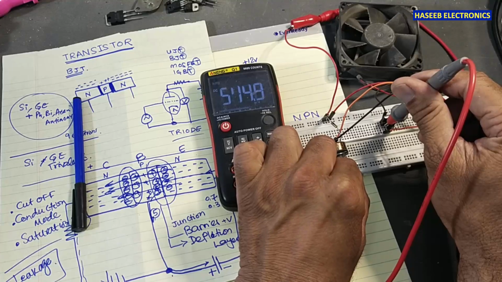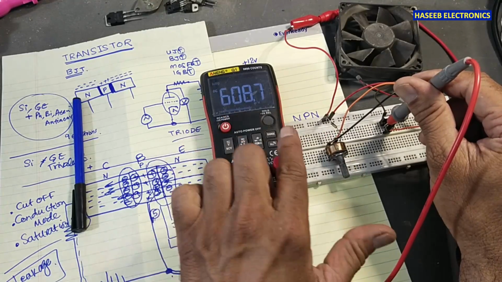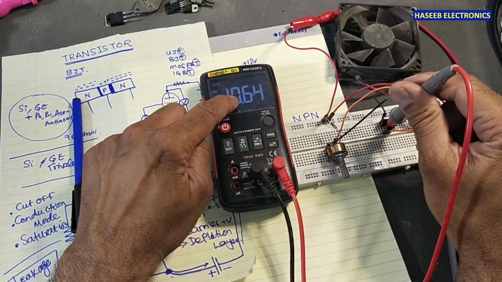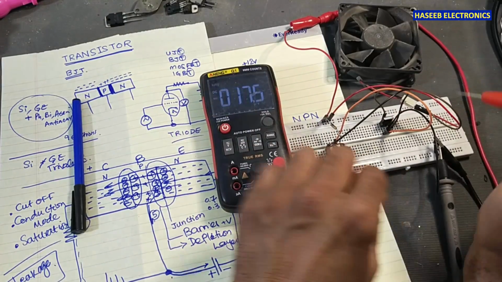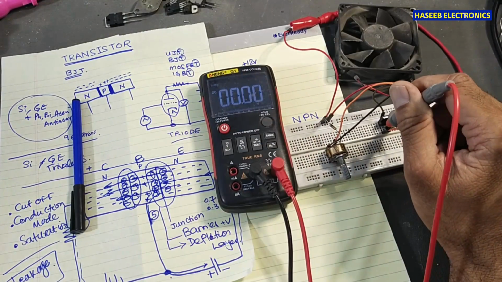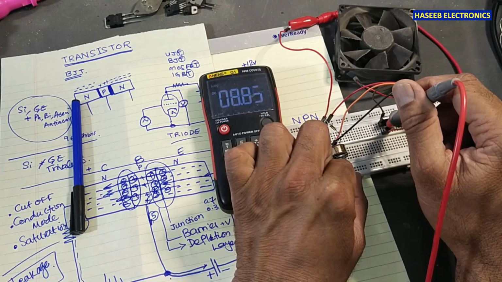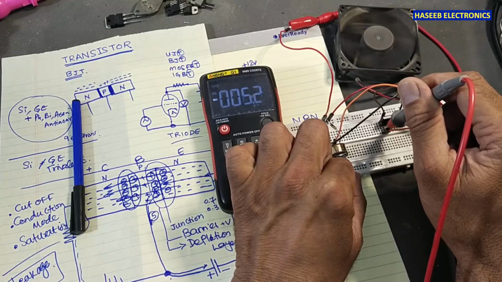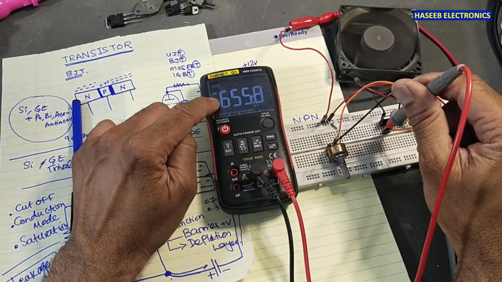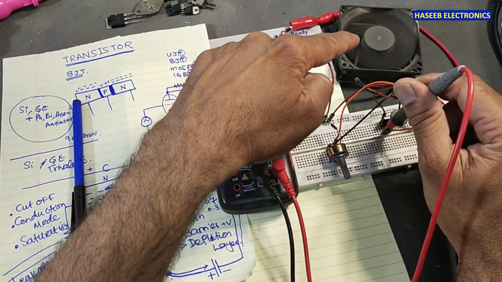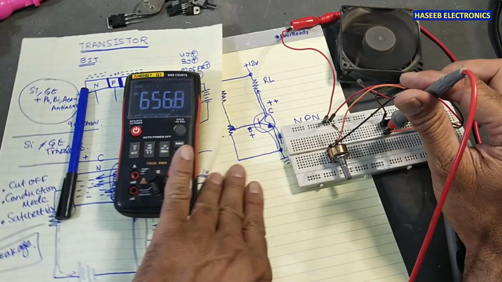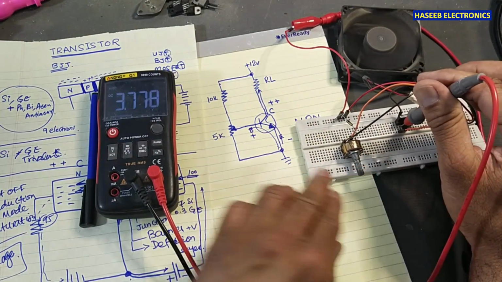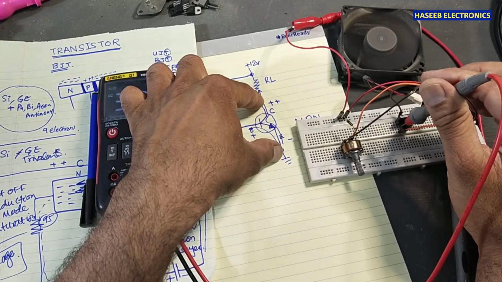We can see when we have around 600 millivolt, it is 10.6 volt. 1.5 volt is now moving to the load. Now I will increase the voltage more at the base. This time 656 millivolt, and the fan is now spinning. Now we have 3.7 volt dropped across this transistor.